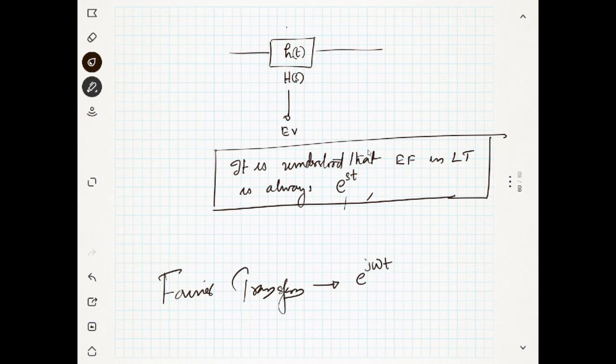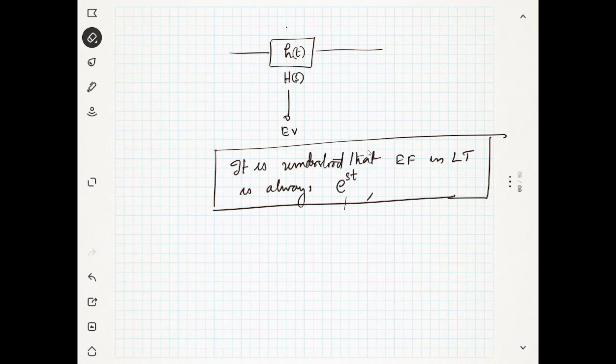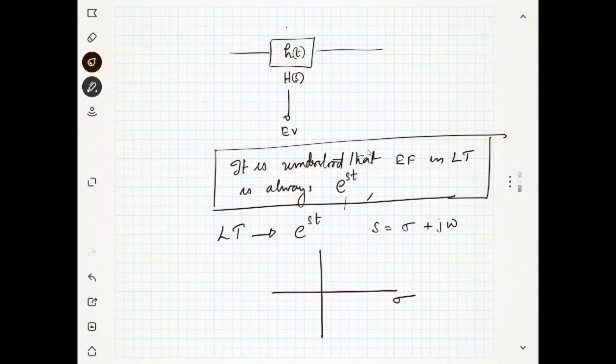If you change the eigenfunctions, you see here in Laplace transform, the eigenfunction is nothing but e power st. And what is s? S is nothing but a complex number, sigma plus j omega. Is it clear? Sigma is on one axis of a complex plane, and this is j omega. It is a complex plane. We will call it as S plane.